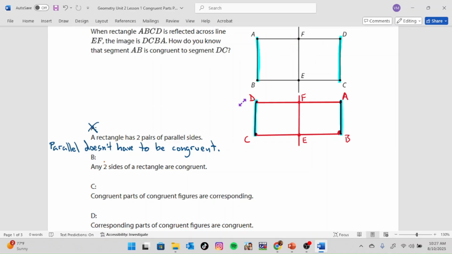Choice B. Any two sides of a rectangle are congruent. Well, if we're saying any two sides, then you would be saying that the top side and the left side are congruent, but that's not necessarily true. Unless the rectangle is a square, it's not going to be true. 99% of the time, you're going to have a side that's longer than another side. So non-parallel sides don't have to be congruent. So B is incorrect.